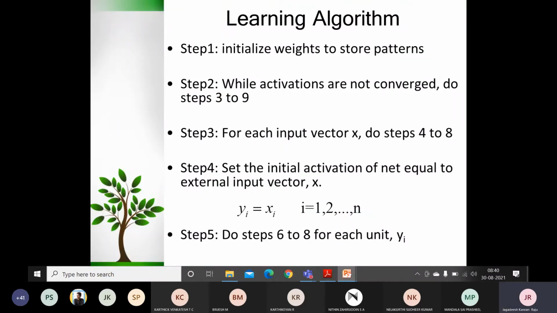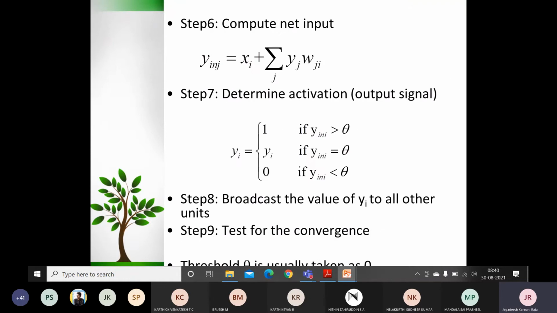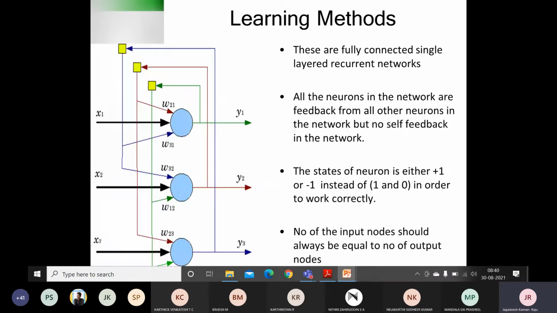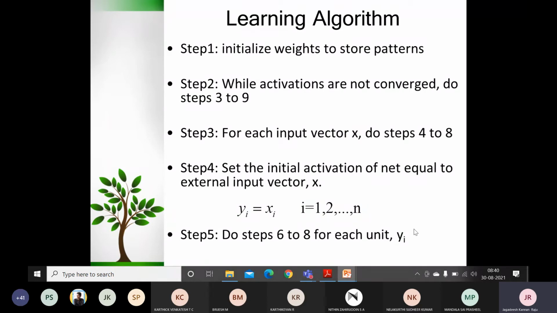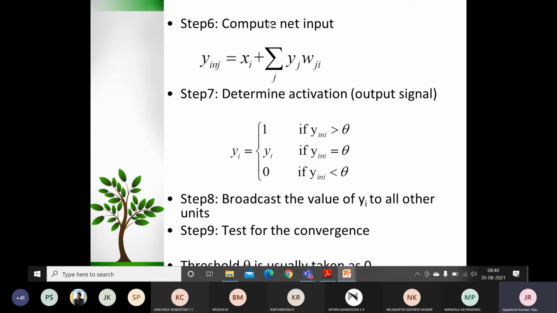Then I need to repeat steps 6 to 8 for each unit yi. For this y1, I need to compute the net input and then apply the activation function. Here also I need to compute the net input and apply the activation function. Here also I calculate the net input and apply the activation function. That's why for each unit yj, I need to compute the net input yin_j equal to xj plus summation of yi into wij. Then determine the activation of the output signal.